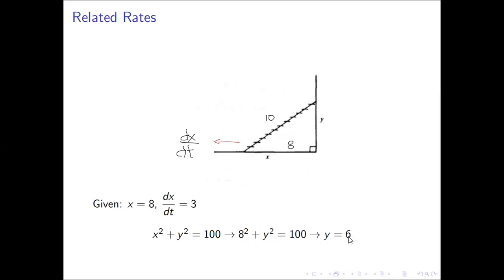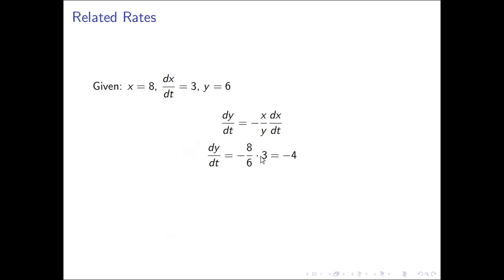And so we can now get dy/dt. Now we have three knowns. We know x, we know dx/dt, we know y. And we got this a while ago, dy/dt equals negative x over y times dx/dt. So we plug in all those given values. Okay, simplify. We get negative 4. And this is the rate of change of y.